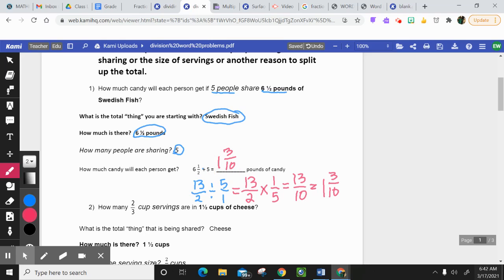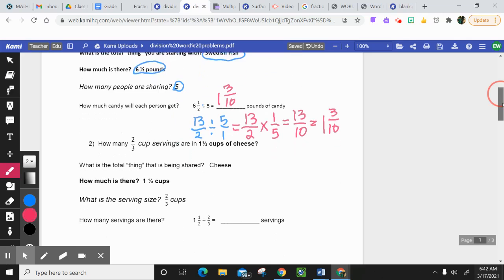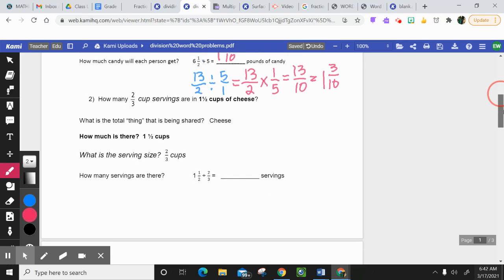Let's go through this process again with another word problem. And then I'm going to leave you guys to do a few practice problems. All right. Now we're looking at number 2. How many 2/3 cup servings are in 1.5 cups of cheese? So what are we sharing? Cheese. How much is there? So that's the total amount, what we have. And what's the serving size? This time the serving size is a fraction. So you have to be really careful. So how many do I need, or what size are the parts?